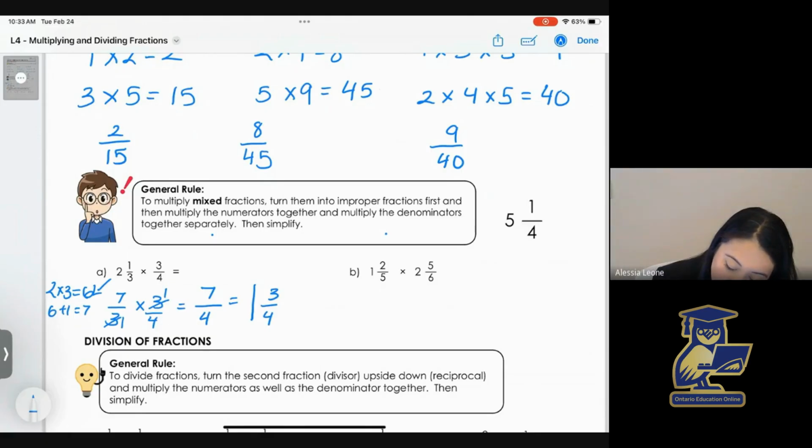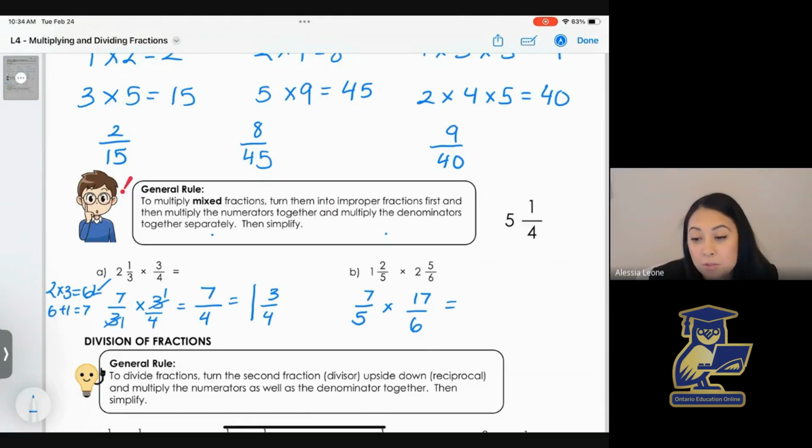So let's do this one. 5 times 1 is 5, plus 2 is 7. So we have 7 over 5 times 2 times 6 is 12, plus 5 is 17 over 6. And now we can do multiplication. So we have some big numbers, and the big numbers are okay. That is just the answer to our question.